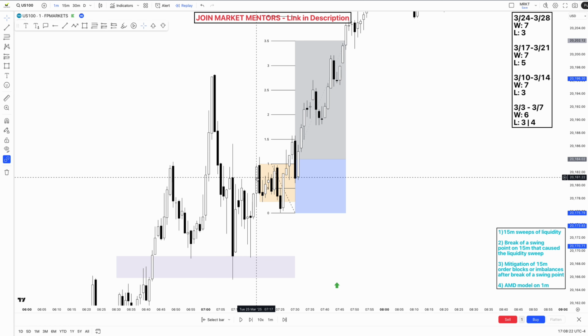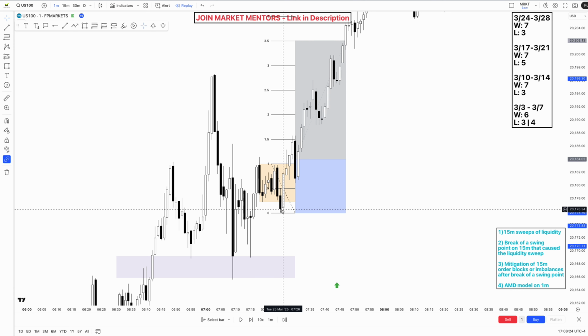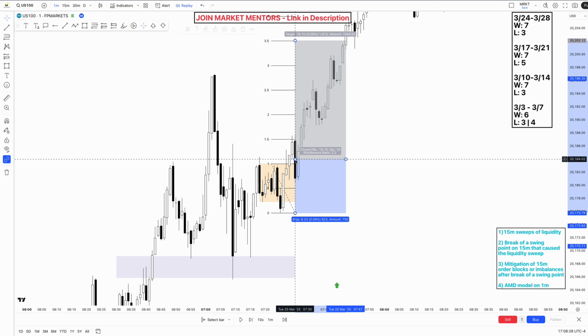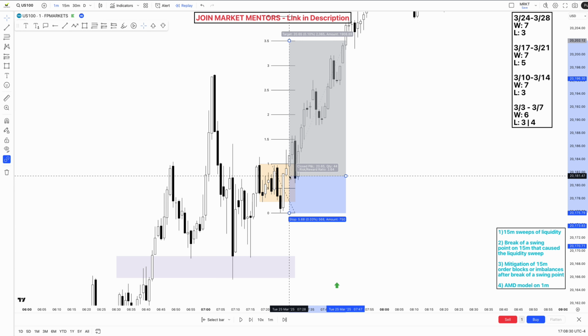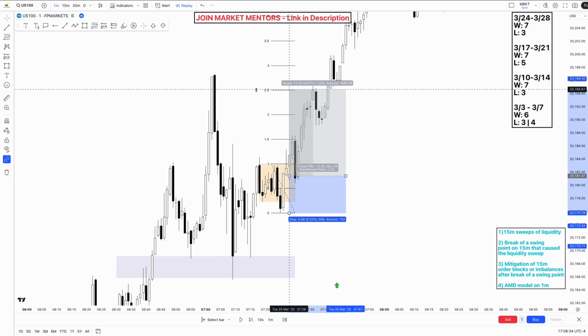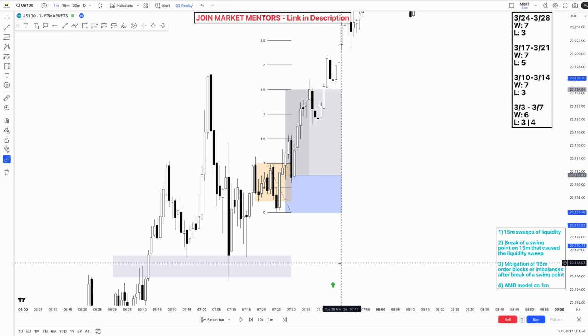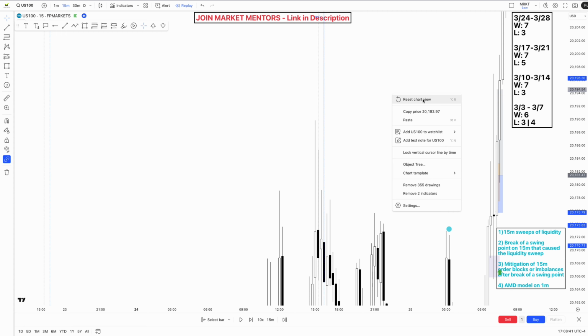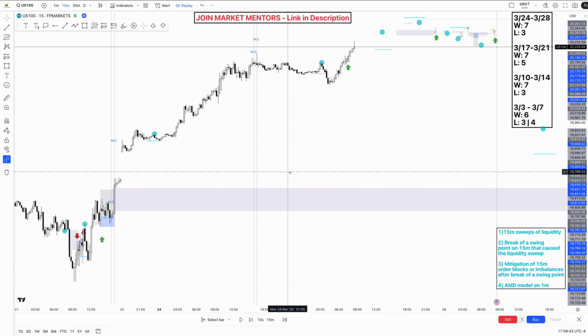Here we see the AMD model. Last accumulation breaks to the downside, then breaks to the upside, leaving this imbalance right here. Entry's right here. I'm probably going for take profit around that swing high. Really quick trade, and that was the first win of the week, at least with how I'm backtesting now with a fresh pair of eyes.